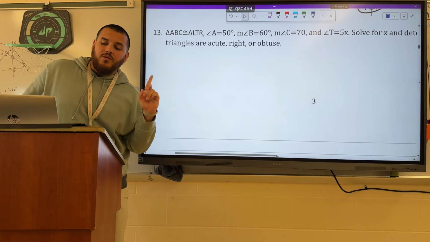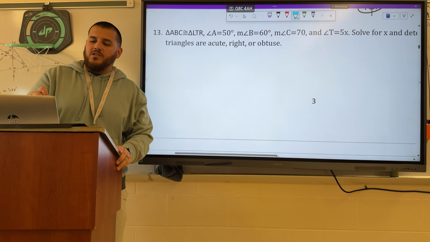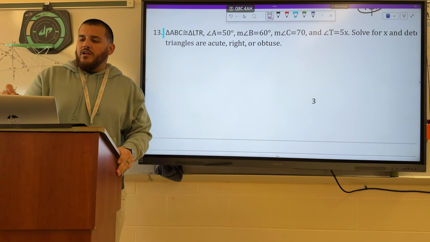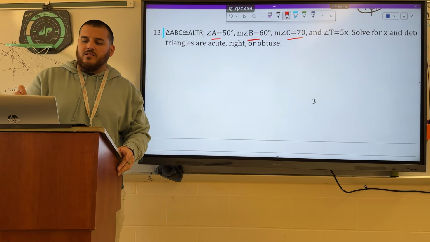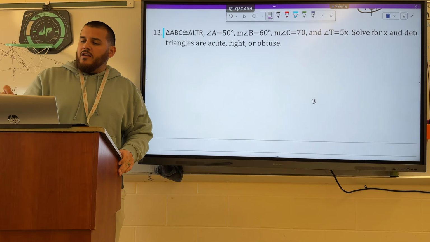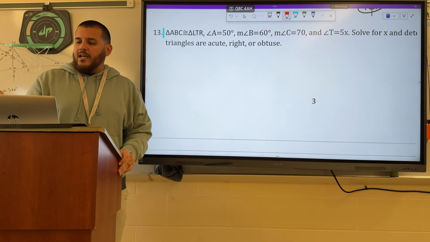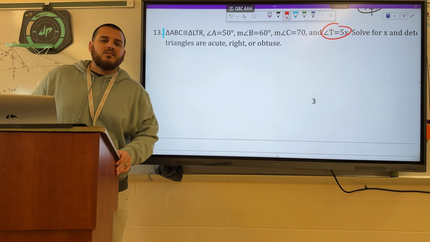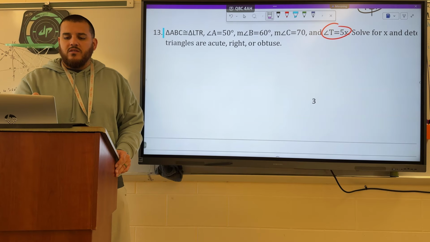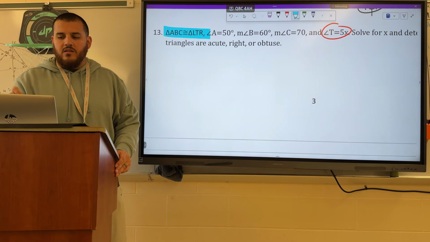We got one more example here involving a congruency statement. We're told triangle ABC is congruent to triangle LTR. We're given a measure for A, B, and C, so we know all the degree measures for triangle ABC. We are given a variable on angle T, and we're asked to solve for the x, that variable at angle T. Well, again, the key is reading the congruency statement.